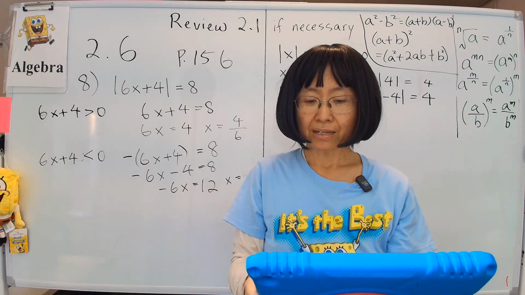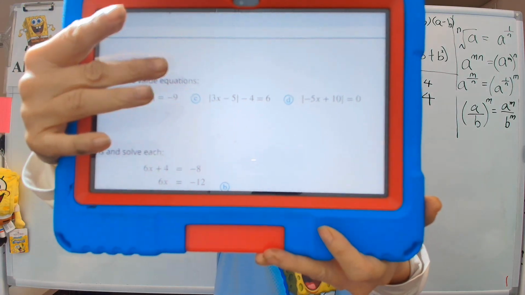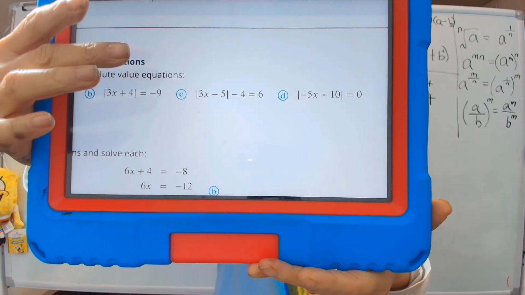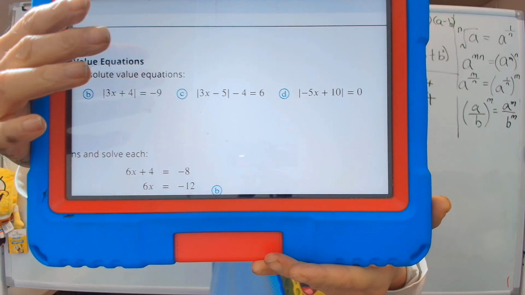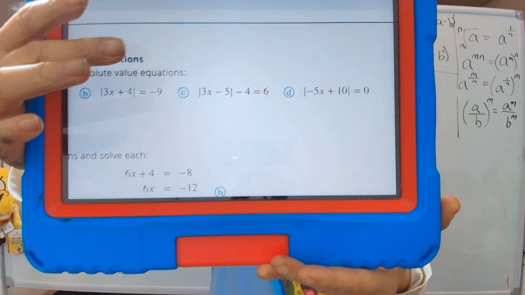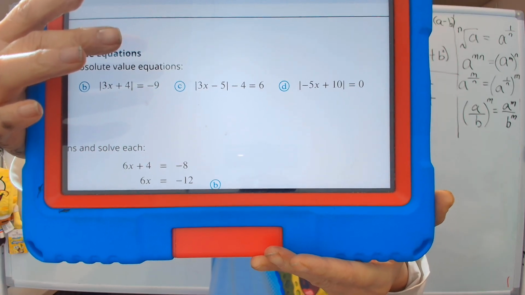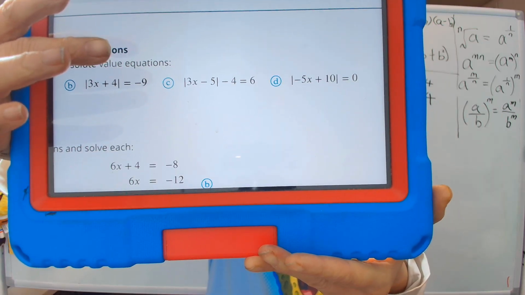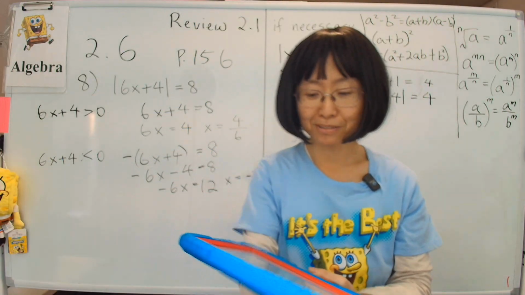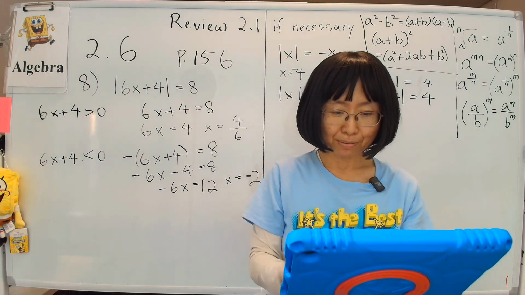And finally, when the absolute value equals 0, that just means the thing itself equals plus or minus 0, which is still 0. So minus 5x plus 10 is 0, period. When it equals 0, x is equal to 2. If you do the math in your head, minus 5 times 2 plus 10 is 0. So x should be 2, and that's your only answer. So please do example 8 as part of your homework.